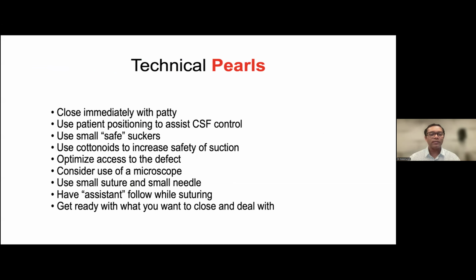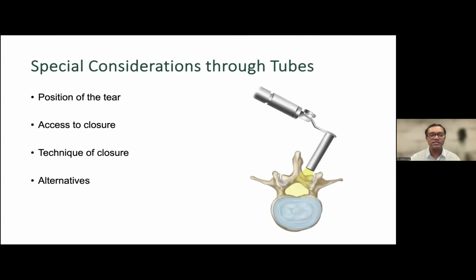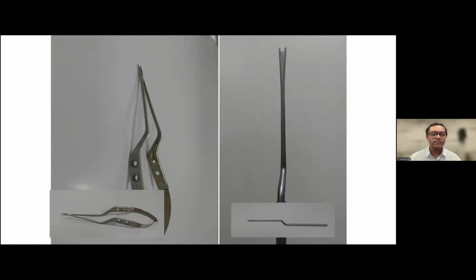Technical pearls: put a patty, position the patient, get a safe sucker, reduce your suction pressure, use cottonoids, optimize the defect, get a microscope, get all micro instruments, get an assistant. The minute you get a CSF leak when you're doing surgery, and if you're alone with a nurse who's not experienced, call in your junior, call in a senior, or get some help. Always have these two instruments which are very handy: nice sharp scissors, so you can use these to prevent CSF leaks. There's no really special consideration for doing it through tubes, very nicely demonstrated by Dr. Puneet. You can still get a dural tear and you can still repair it through a tube.